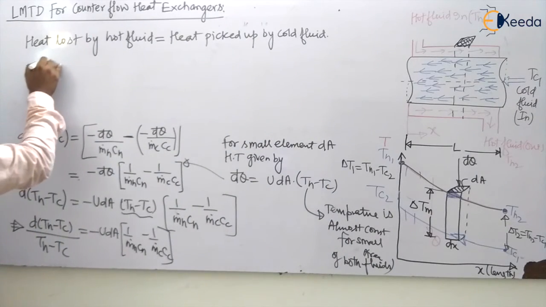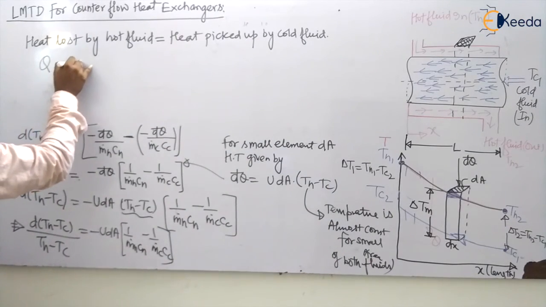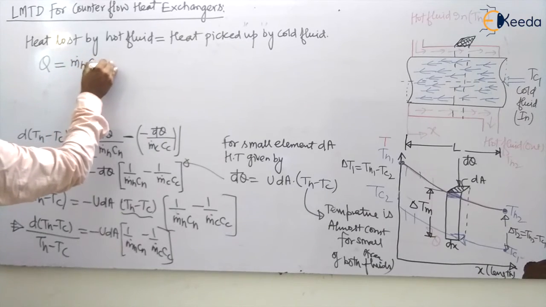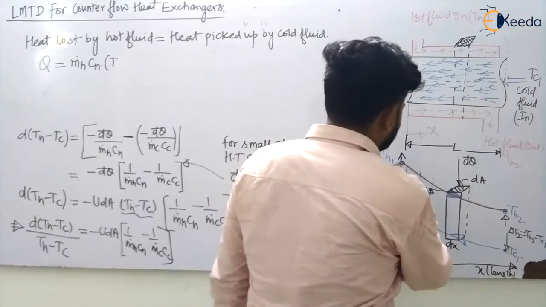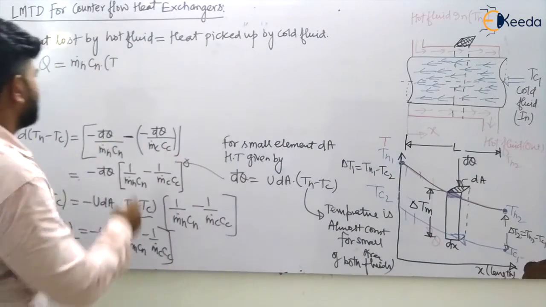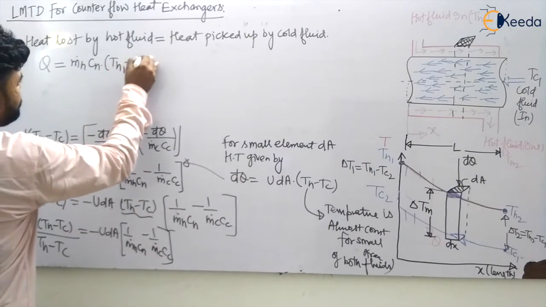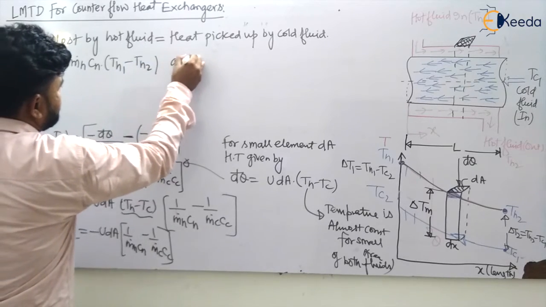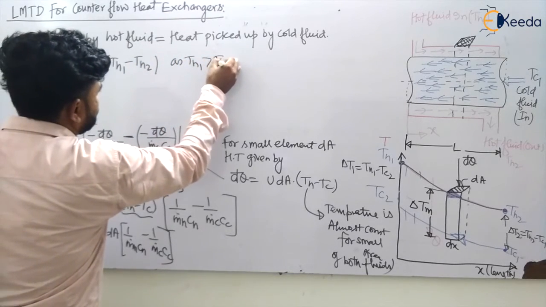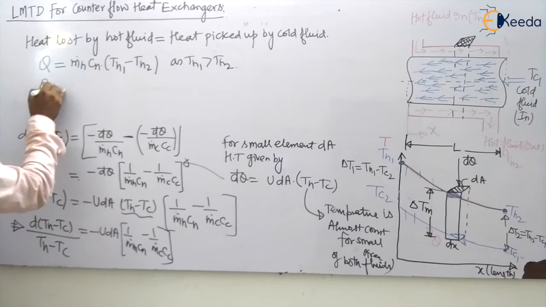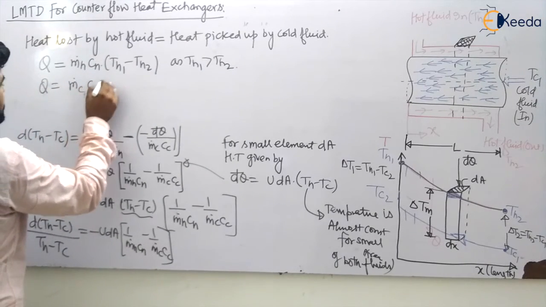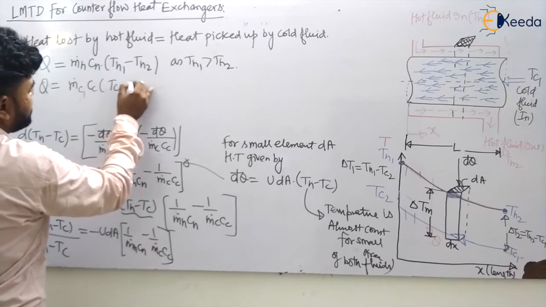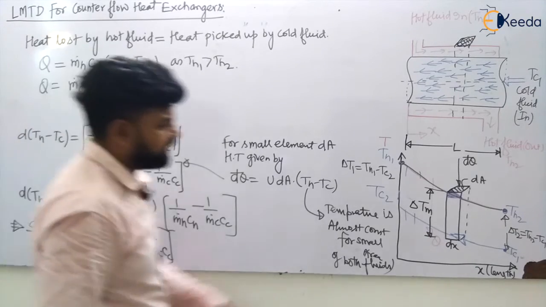So this will become that total heat transfer Q is equal to m dot h Ch, and I will not take the negative, to avoid confusion here. So this will be Th1 minus Th2, because Th1 is higher, as Th1 is greater than Th2. Again, Q will be given by m dot c Cc Tc1 minus Tc2, but Tc1 is less.